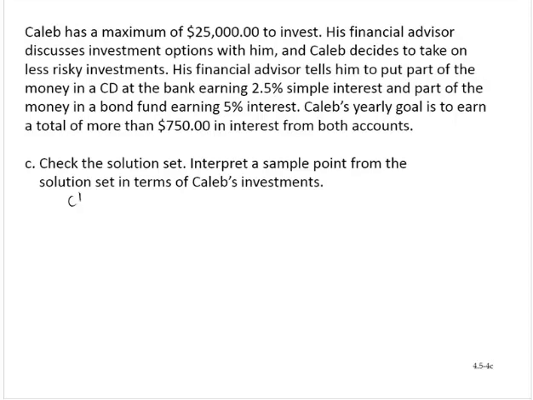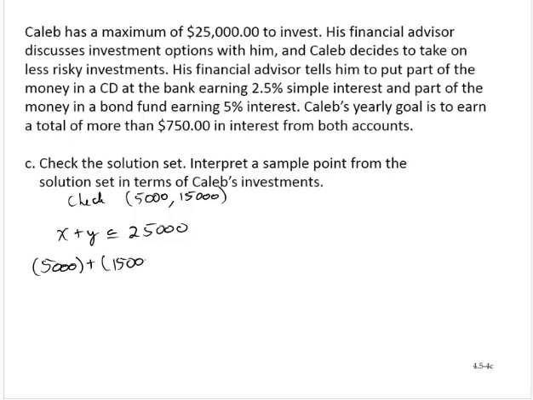So let's check 5,000, 15,000. All right, the first inequality was x plus y less than or equal to 25,000. And this is fairly easy to check. We have 5,000 plus 15,000. Is that less than or equal to 25,000? Yes, obviously. 20,000 is less than or equal to 25,000. That checks out. Alright, so we have that satisfied.